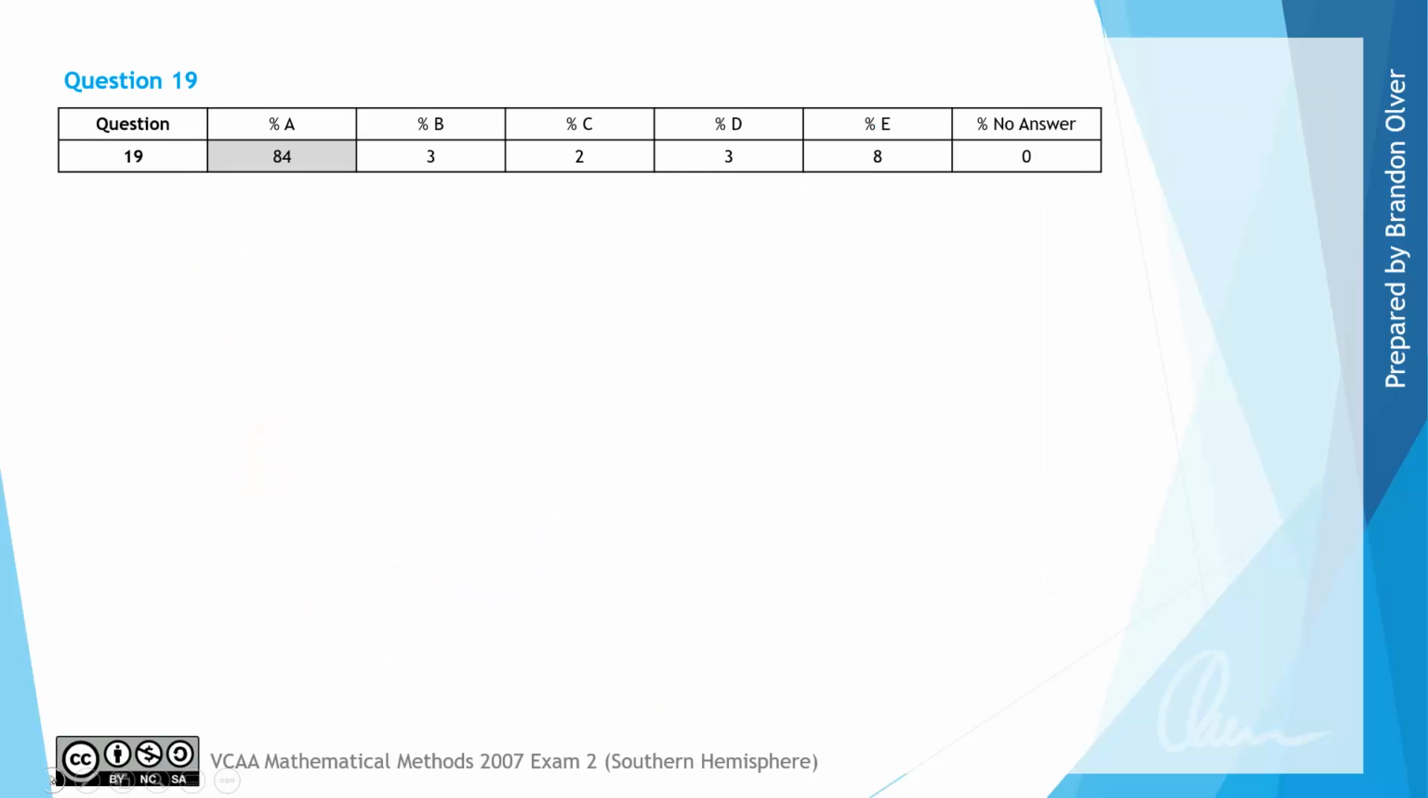From the examiner's report, we can see that this question was done well in the exam, with 84% of students getting that question correct.